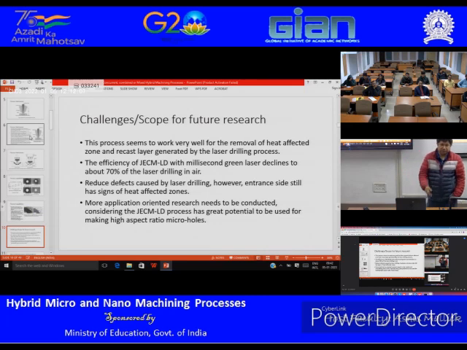So maybe you can do a little bit of surface finishing on the top, and those heat affected zones will be gone. So definitely you can combine another action, abrasive action, with that to improve the process. But still, I think there is a lot of research that needs to be conducted in this process, and I think really this process has some, I would say, good scope.